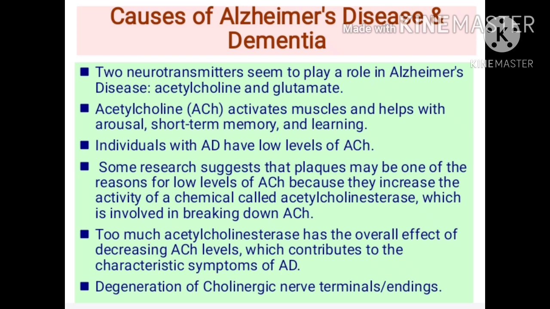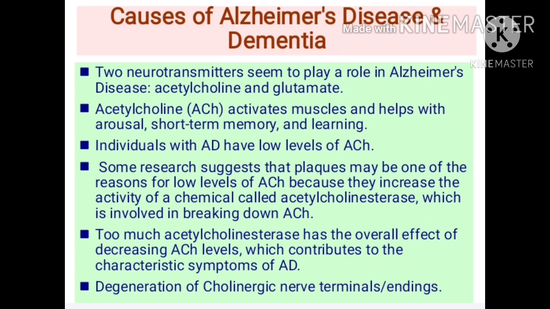Some research suggests that the plaques may be one of the reasons for the low level of acetylcholine, because they increase the activity of a chemical called acetylcholinesterase, which is involved in the breaking down of acetylcholine. Some recent research suggests that certain plaques which are formed will activate the acetylcholinesterase enzyme. This enzyme is mainly concerned with the breaking down of acetylcholine. Thereby, it will cause considerable reduction in the acetylcholine concentration, isn't it? Too much acetylcholinesterase has the overall effect of decreasing the acetylcholine level, which contributes to the characteristic symptoms of Alzheimer's disease as well as dementia.